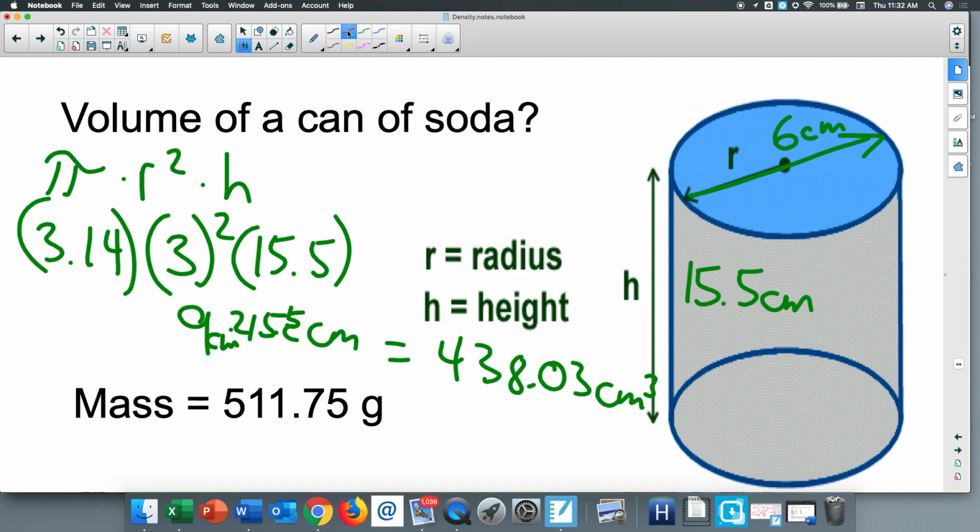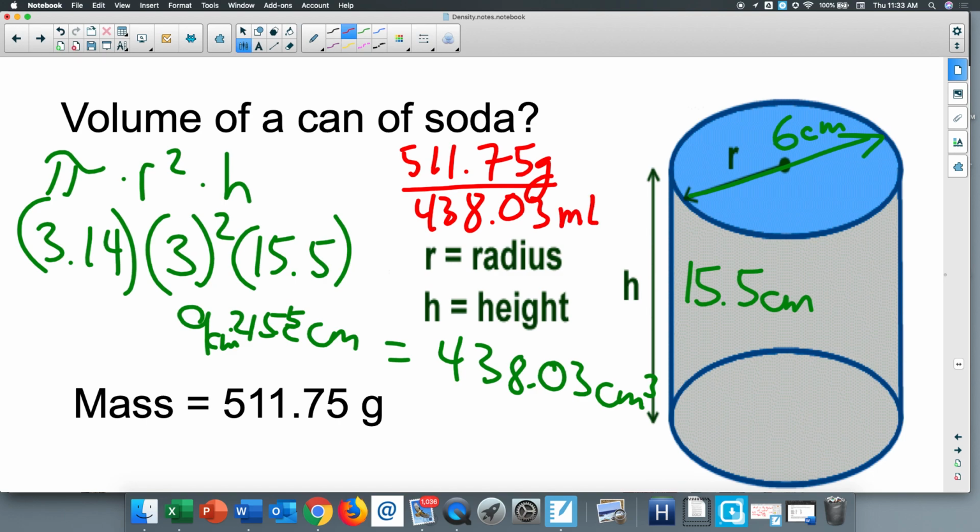I'm going to divide the mass, which was 438.03, by, which is in, oh, I got that wrong. Okay, I'm going to divide the mass, which is 511.75 grams, by the volume, which is 438.03 milliliters. And what, Ella, do we get out? 1.1? 1.1? All right.